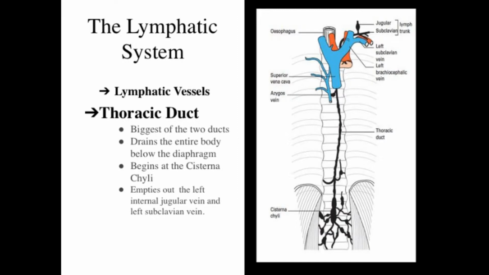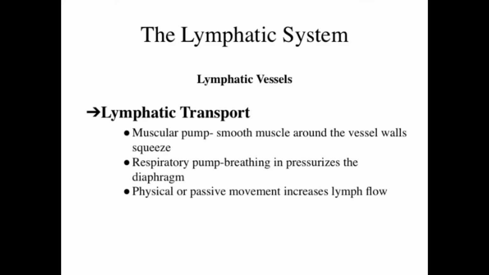The thoracic duct, known as the left duct, is the biggest of the two ducts. The thoracic duct begins as an enlarged sac called the cisterna chyli, located between the last thoracic and second lumbar vertebrae. It collects lymph from the two large lumbar trunks that drain the lower limbs and from the intestinal trunk that drains the digestive organs. It also drains the left side of the thorax, left upper limb, and the left side of the head. The duct then empties into the left internal jugular vein and left subclavian vein.